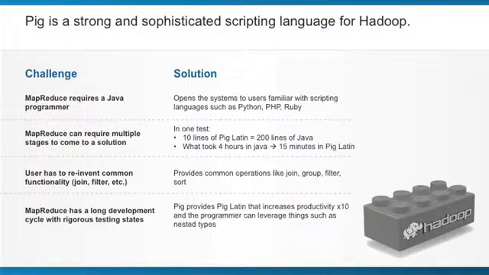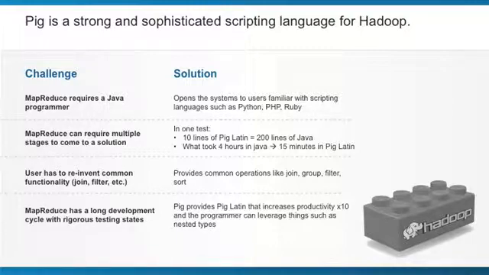As an example, in one Pig test, we wrote 10 lines of Pig Latin, which compiled to 200 lines of Java. What took 4 hours in Java took 15 minutes to write in Pig Latin. It's a phenomenal improvement. A user has to reinvent common functionality, like joins, filter, etc. in MapReduce. Pig provides common operations, like join, filter, and sort, for these types of problems.